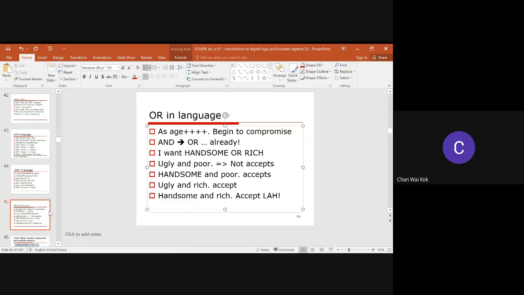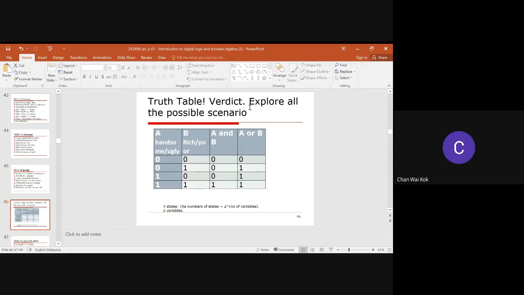Okay. So then you have a truth table. The truth table is a verdict, it's a judgment book. Okay, it's a judgment book. So you explore all the possible scenarios. So you have only 4 states, isn't it? 4 possible combinations. Correct? Either it is ugly and poor, ugly and rich, handsome and poor, handsome and rich. So if A AND B, this one will be the final result. If A OR B, this one will be 0, 1, 1, 1. If either one of these is 1, you will accept it. Okay? All right. So this is the truth table.